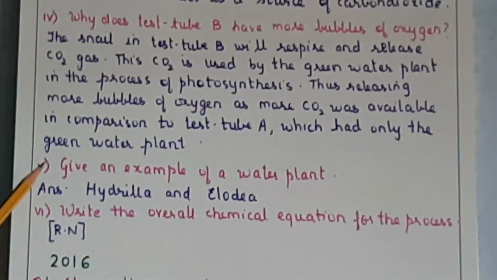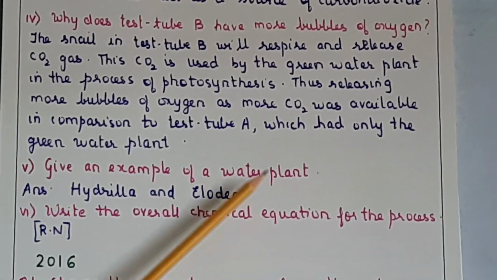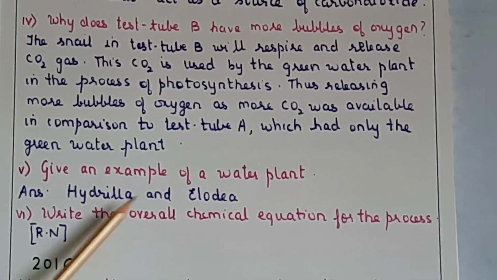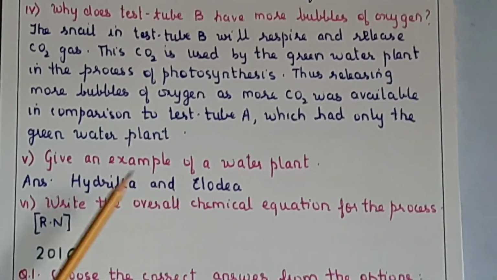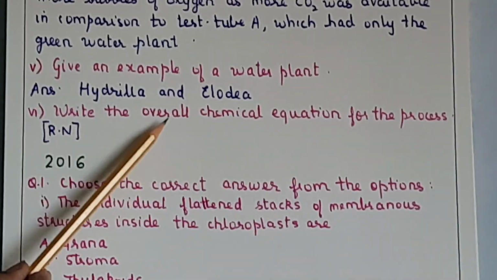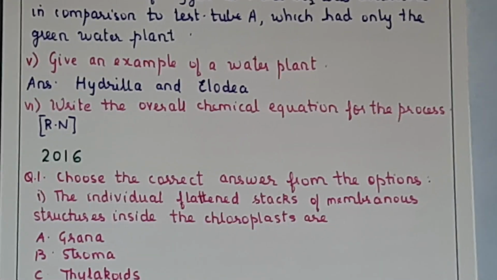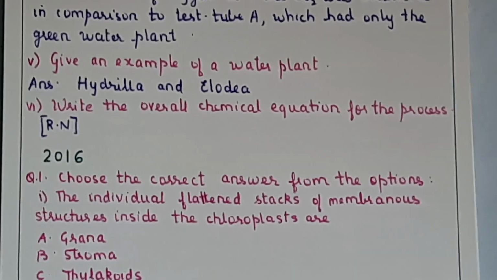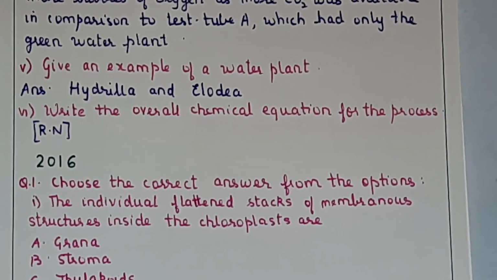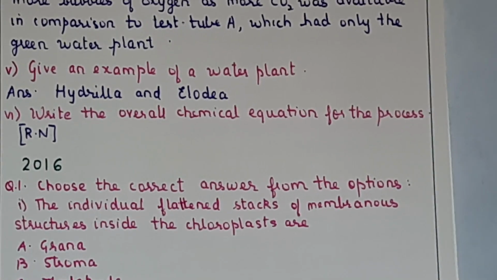Okay, clear? Then give an example of a water plant. Either you can write Hydrilla or Elodea. Yes, any example will do. And then write the overall chemical equation for the process from the notes. If you see, almost every year they are asking you the chemical equation for the process of photosynthesis. So you have to write that carefully.